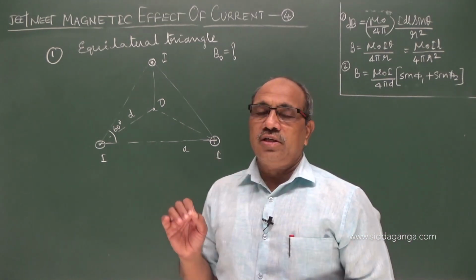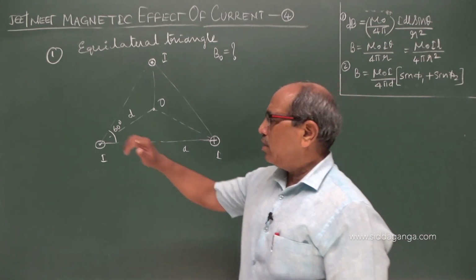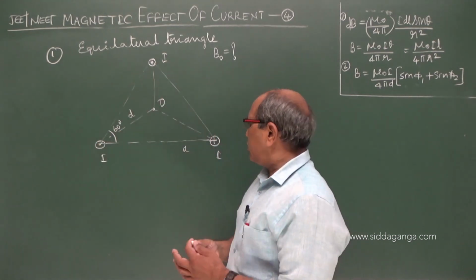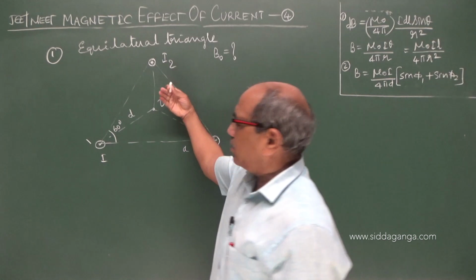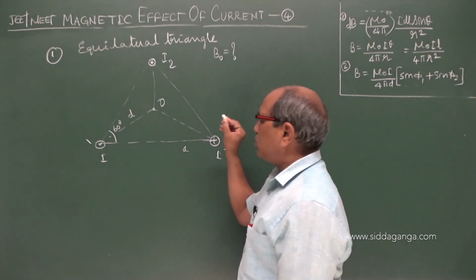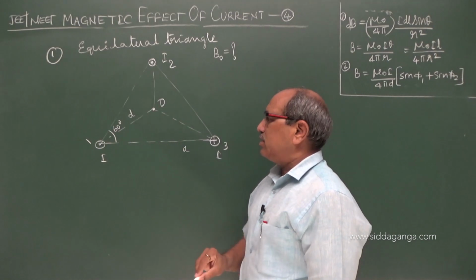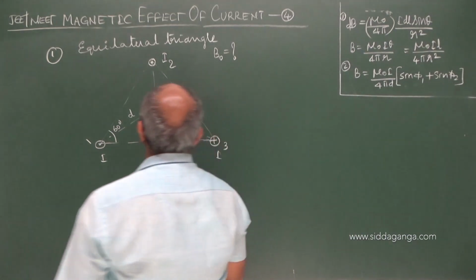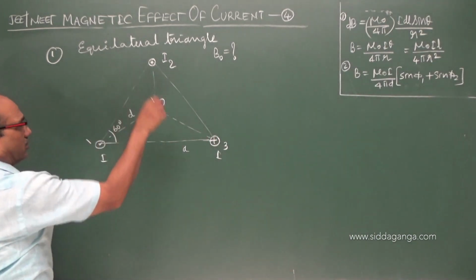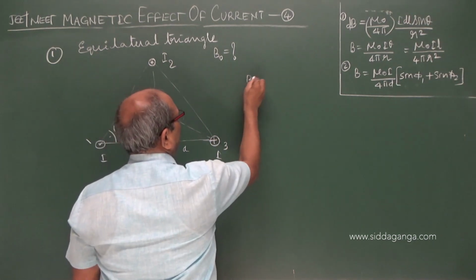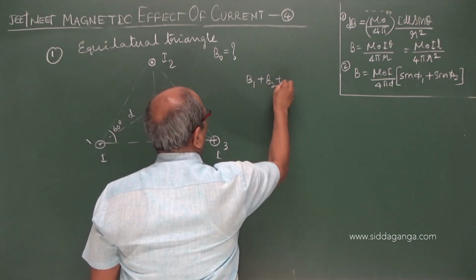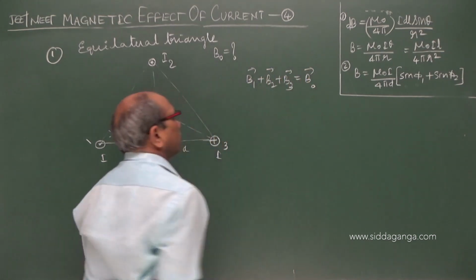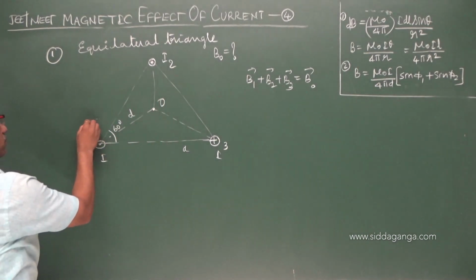Let us consider three infinitely long conductors placed perpendicular to the plane of the board. Two of them carry currents I outward, out of the board, and the third one carries current into the board. The question is, what is the field at the center of the equilateral triangle? To find that, I can write B1 plus B2 plus B3, added vectorially, to get the value of B at the center.